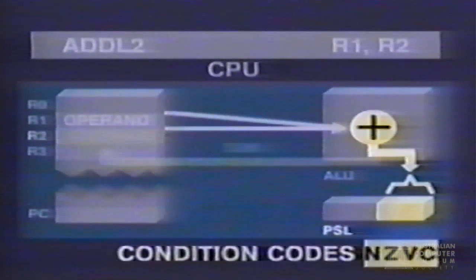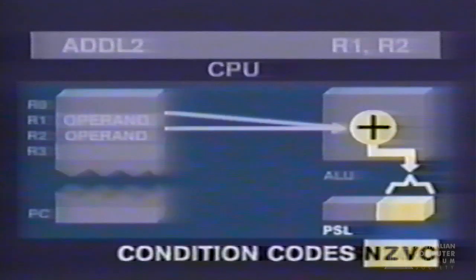The result of the add operation is also reflected in the condition codes of the processor status longword, or PSL, register. Recall that these 4 condition code bits are set when an operation produces a negative, 0, overflow, or carry result. If any of these conditions occurs during this add instruction, the corresponding bit is set.